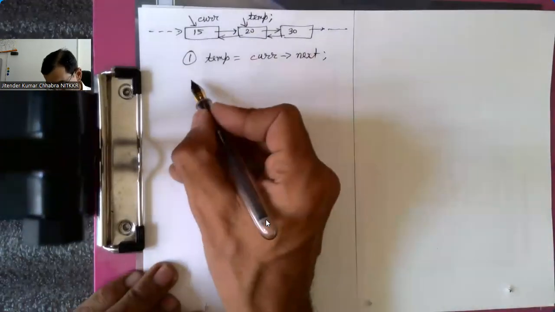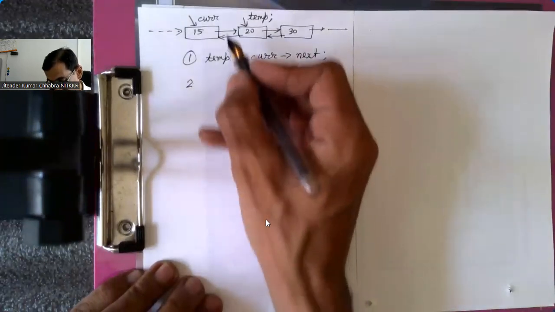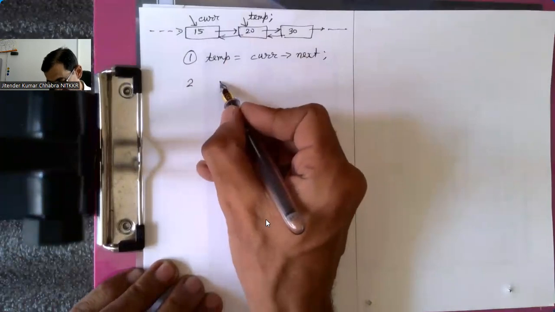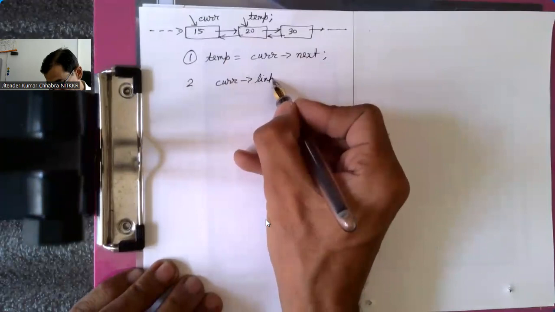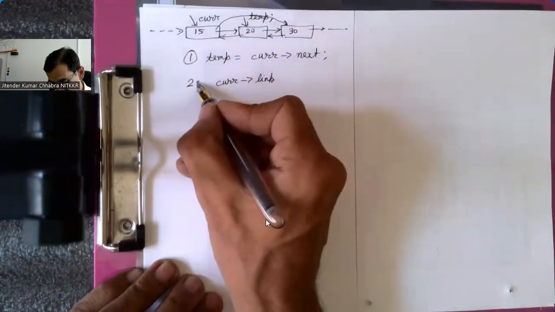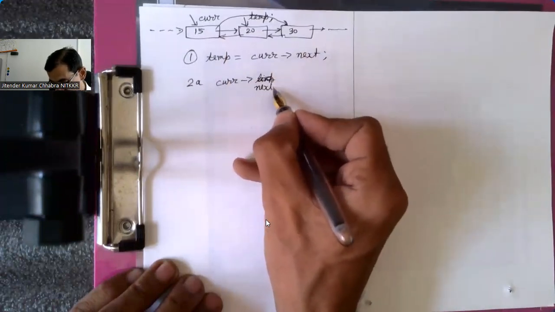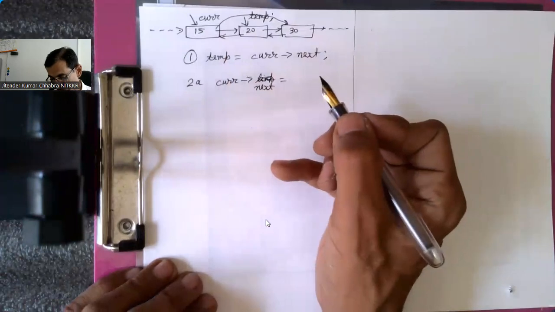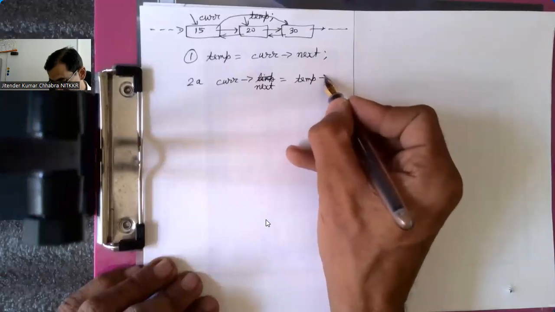Then what did I do? In step 2, I changed the current's link. This was my step 2. I will say let it be 2A. 2A will mean current arrow next is to be given a new address. What is the new address? Temp arrow link, or temp arrow next.